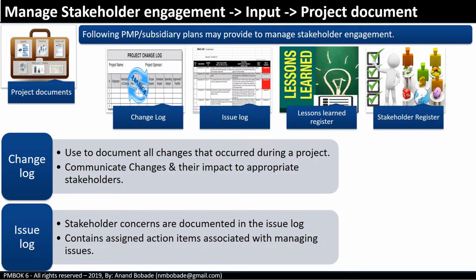Issue log. Stakeholder concerns are documented in the issue log, as well as the assigned action items associated with managing the issues. Lessons learned register. As lessons are learned in the course of managing stakeholder engagement, they can be applied to later phases in the project to improve the efficiency and effectiveness of this process. The stakeholder register provides the list of project stakeholders and any information needed to execute the stakeholder engagement plan.